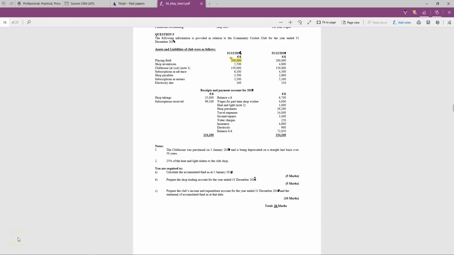So we're going to look at the May 2017 exam question for the club count, which is Community Cricket Club for the year ended 31st of December 2017. Okay, so the 31st of December 17.